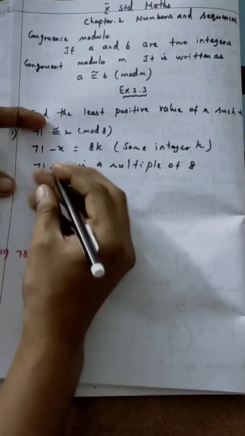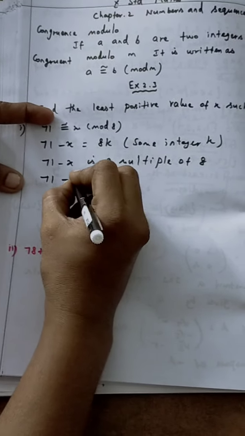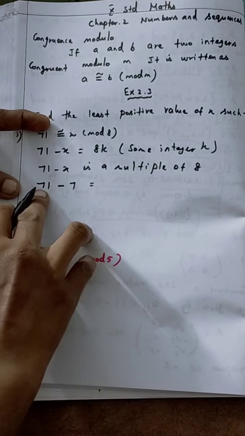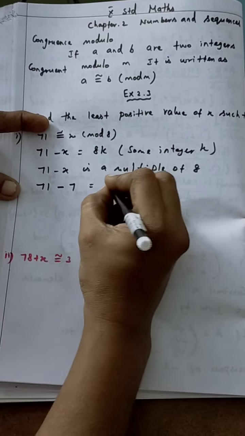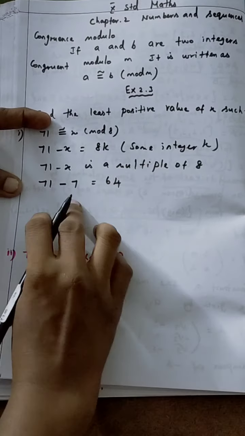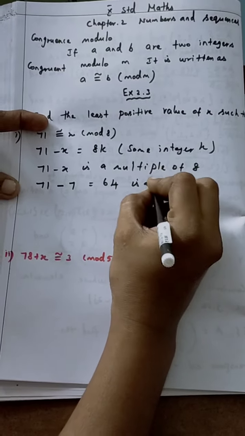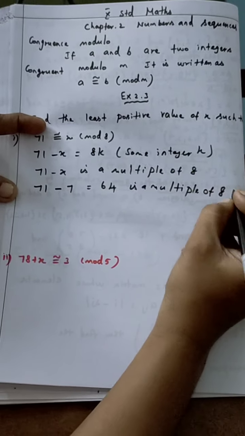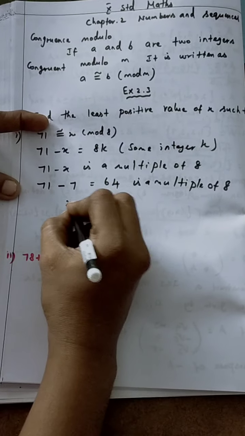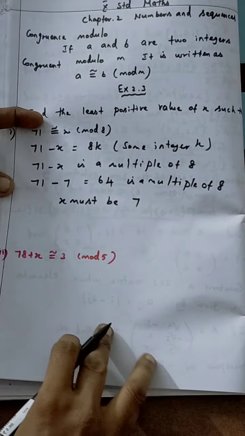So 71 minus 7 equals, what is the answer? 71 minus 7. 11 minus 7 is 4, and then 64. So 64, that number is a multiple of 8. Okay, so the answer x must be, what is the value? x must be 7 is the answer.